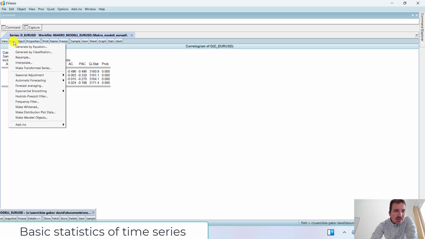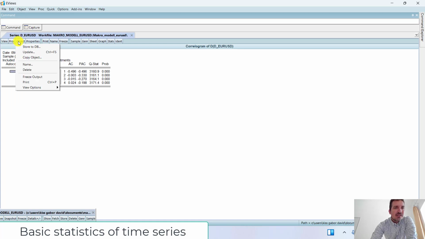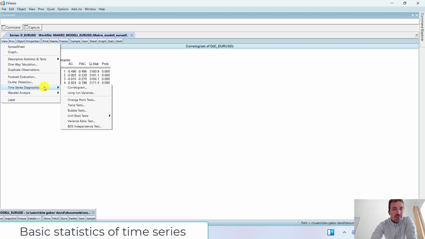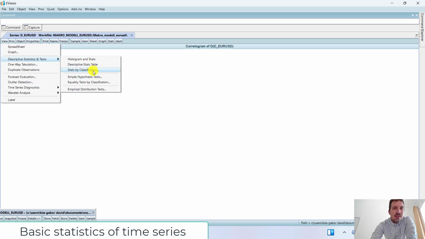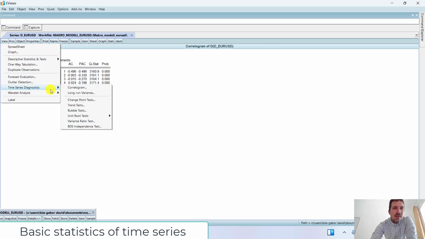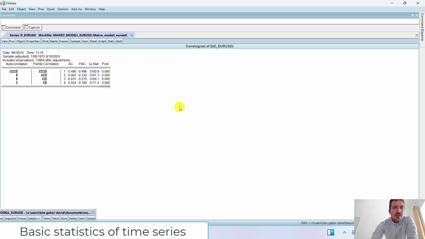We have HP filter, frequency filtering. Wow, it doesn't have Ljung-Box test. I will talk about this one later. That's sad. Okay, so this is the best I can offer.